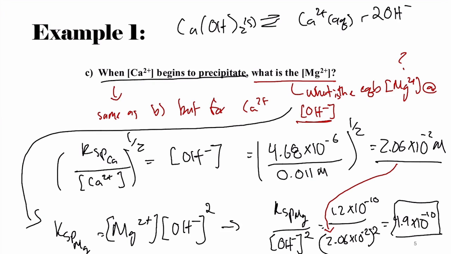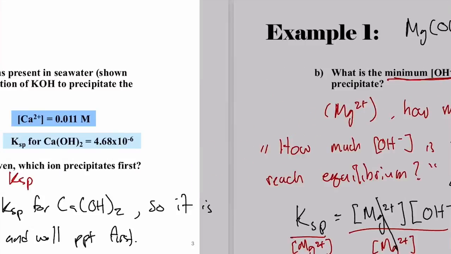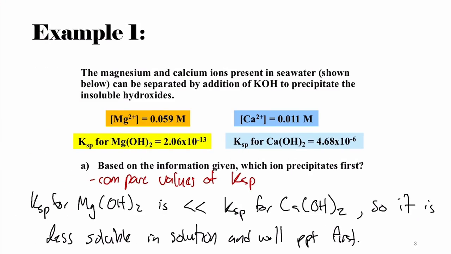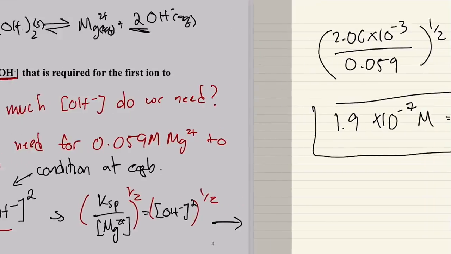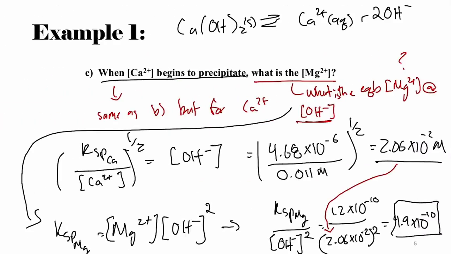Wait, I think you're using the one for BA for the 1.2 times 10 to the minus 10. Oh, that was the one for BA? Yeah. Oh, I see what you're saying. Yeah, so it should be 2.06 times 10 to the minus 13, right? Sorry, that was the previous. 2.06 times 10 to the minus 13.